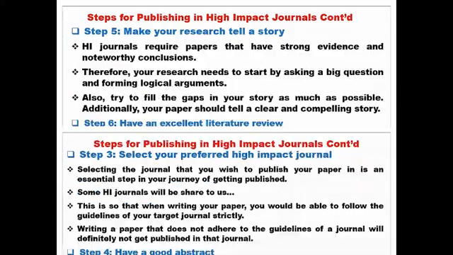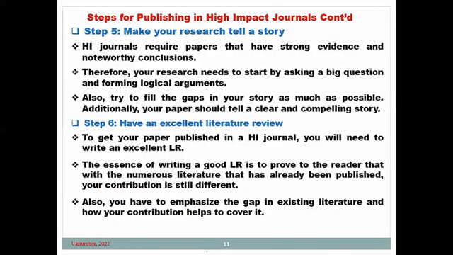The next step is to make your research tell a story. High impact journals require papers that have strong evidence and noteworthy conclusions. Strong evidence. They don't just publish papers because they want to publish. Papers that will not contribute to the subject matter, they will reject. That is why your paper must tell a story. Therefore, your research needs to start by asking a big question and forming a logical argument. You must ask some big questions.